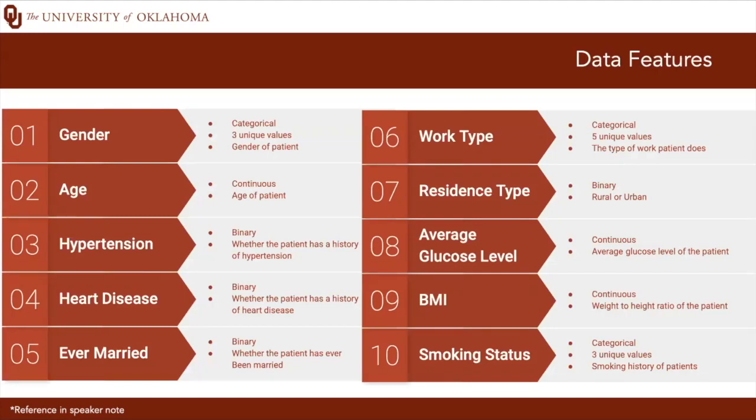For data features, we have 12 features, the first one being the ID, which we do not need for data processing, and the last one being the target variable, whether someone has a stroke or not. The 10 features that we have, we use as attributes to predict with the machine learning models. There are categorical, binary, and continuous variables.